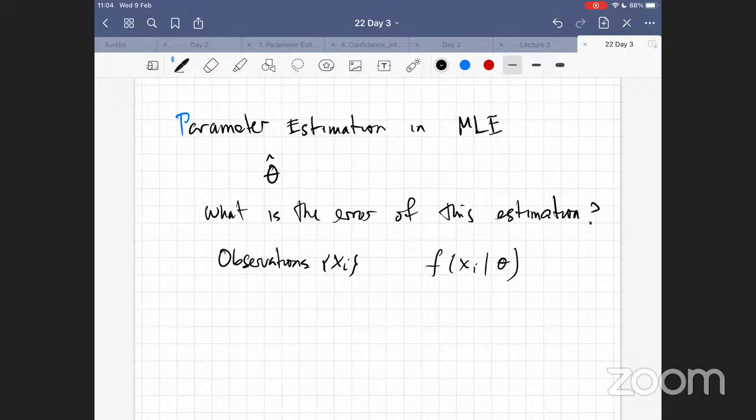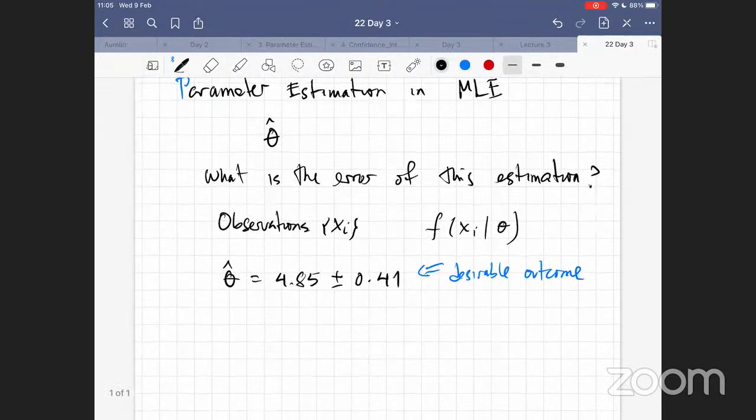Then what we would like is to report something like this. Let me just put a random number here: plus or minus, whatever, 0.41. This is a desirable outcome of our analysis, right? We have an uncertainty on the parameters we are inferring. What does this plus minus actually mean?